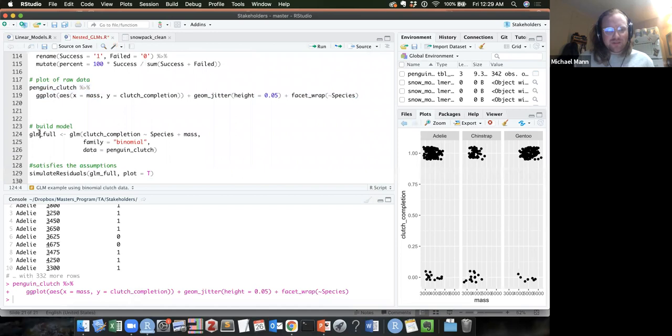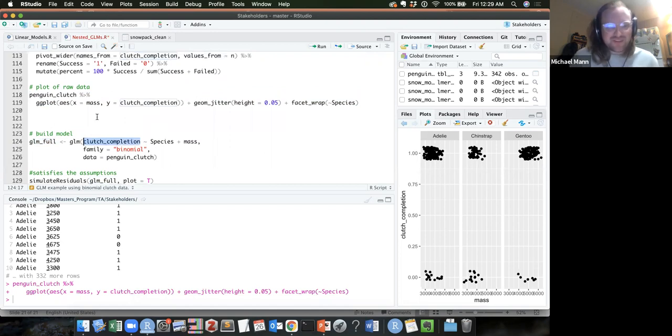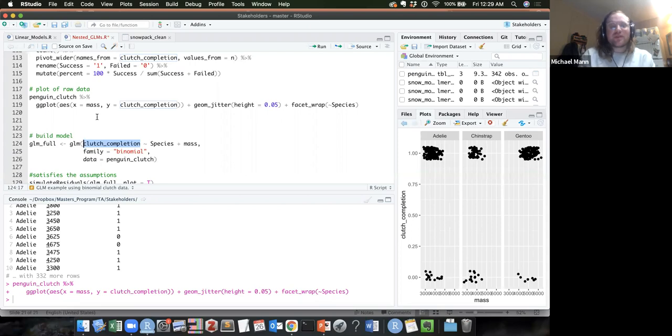So let's now build a model. We're going to build GLM full. Our response variable is clutch completion, which is going to be 0 or 1. So make sure you recode this as either true or false or 0 or 1. If you plug it in, I suppose you could put in a factor.